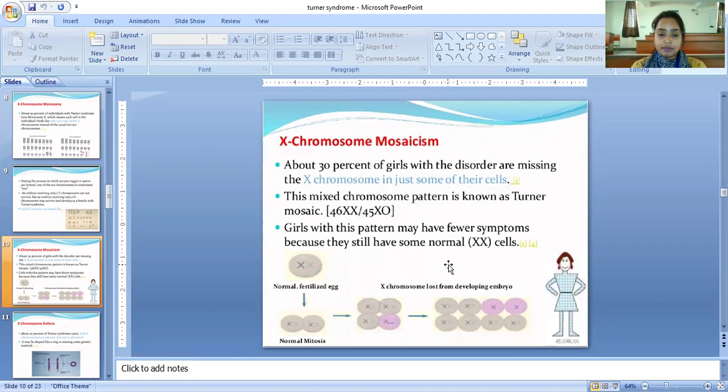X chromosome mosaicism is the second type of Turner syndrome. About 30% of girls with the disorder are missing the X chromosome in just some of their cells. This mixed chromosome pattern is known as Turner syndrome mosaic. In this form, the X chromosome is missing in only some cells, so the pattern is called 46,XX or 45,X0. Girls with this pattern may have few symptoms because they still have some normal cells.